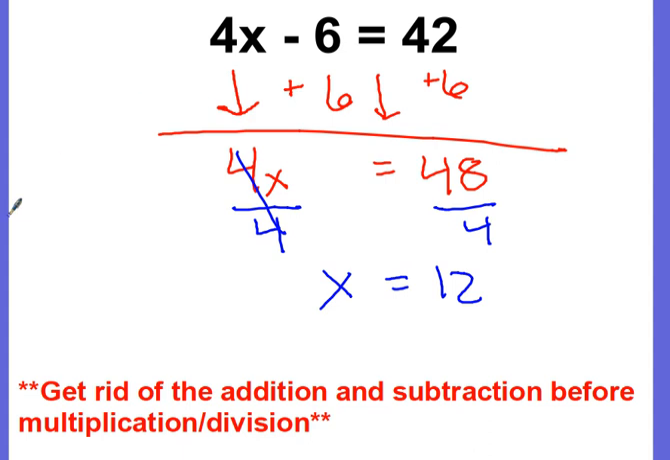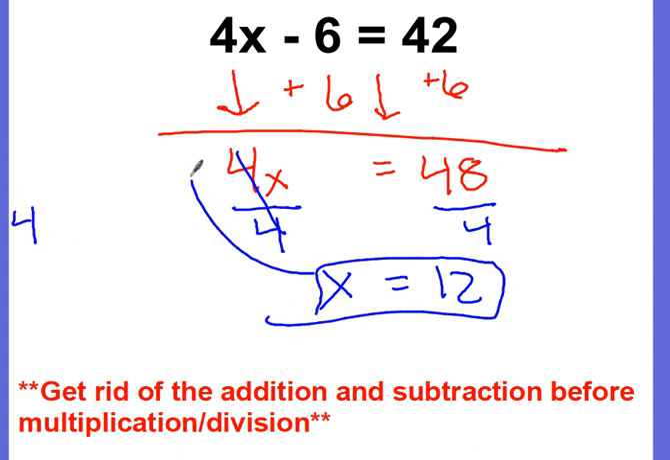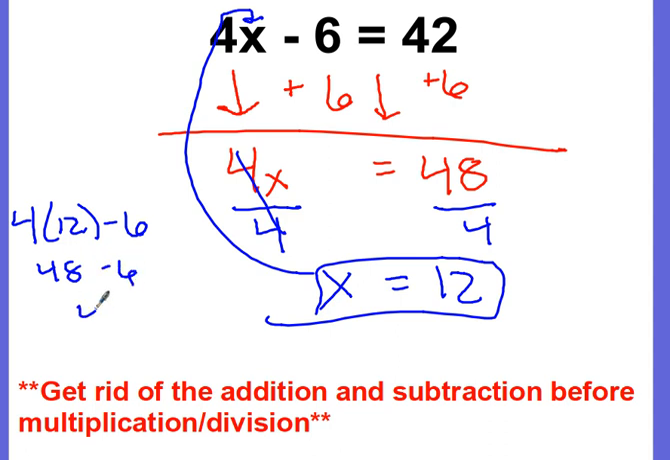If I wanted to check my answer, I could plug it back in. I could plug in x equals 12. So that's 4 times 12 minus 6. And I should get an answer of 42. So I got 48 minus 6. I got 42. And look, it was supposed to equal 42. So I did it right.